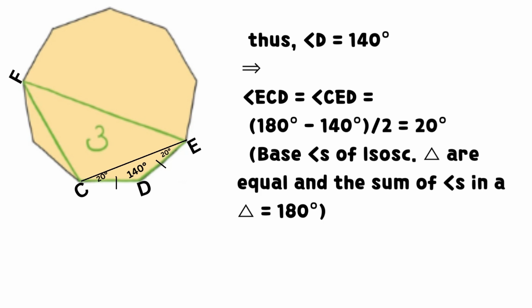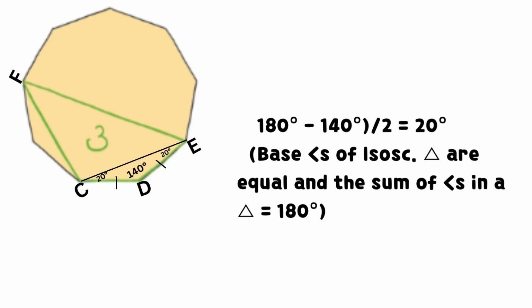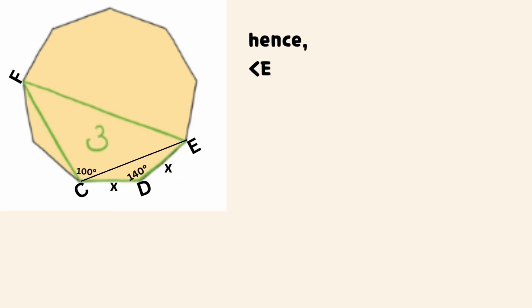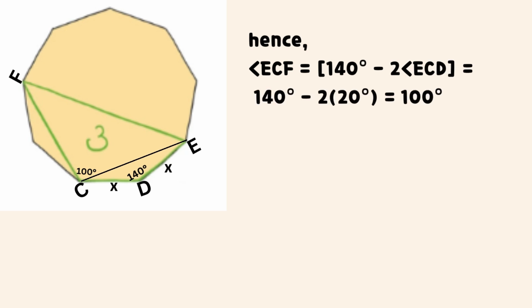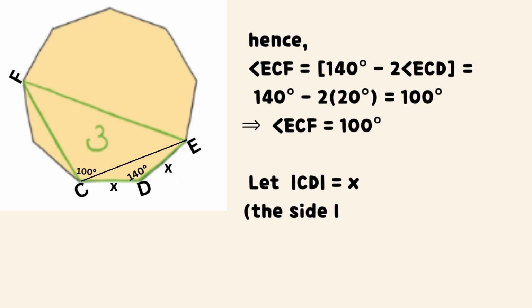It is because the base angles of an isosceles triangle are equal and the sum of angles in a triangle equals 180 degrees. Hence, angle ECF equals 140 degrees minus 2 times angle ECD, which equals 100 degrees, after substitution and simplification of values. Let line CD equal x. This is the side length of the polygon.